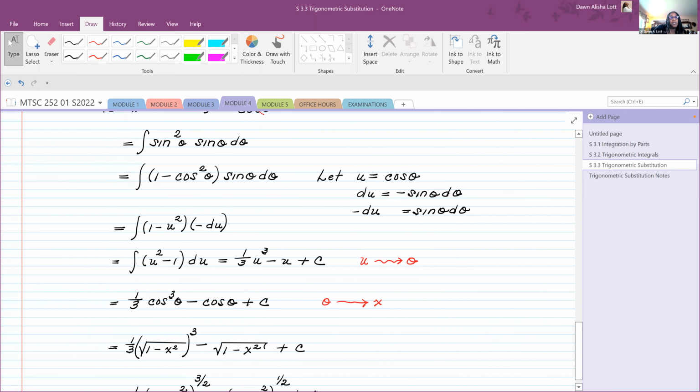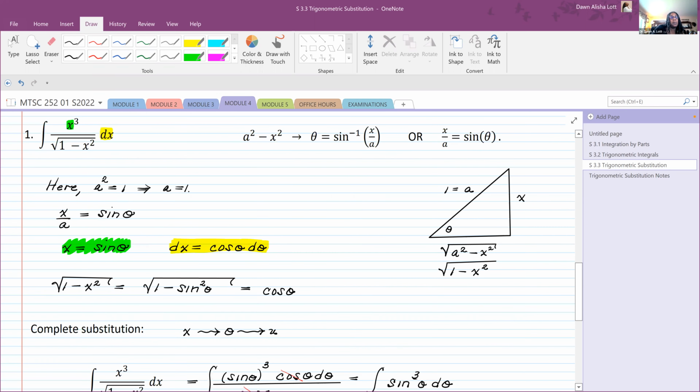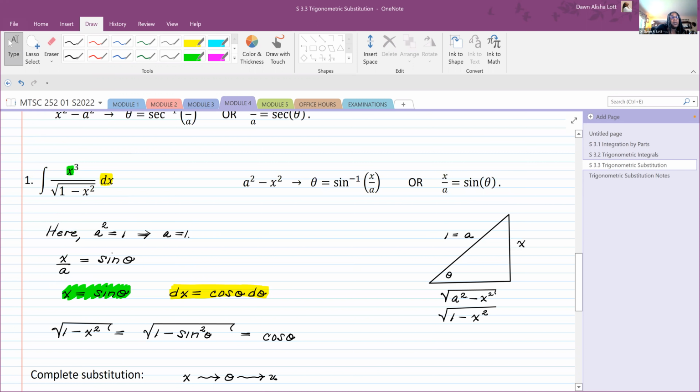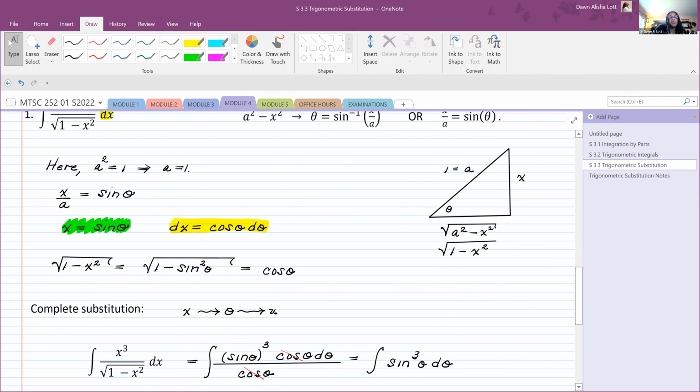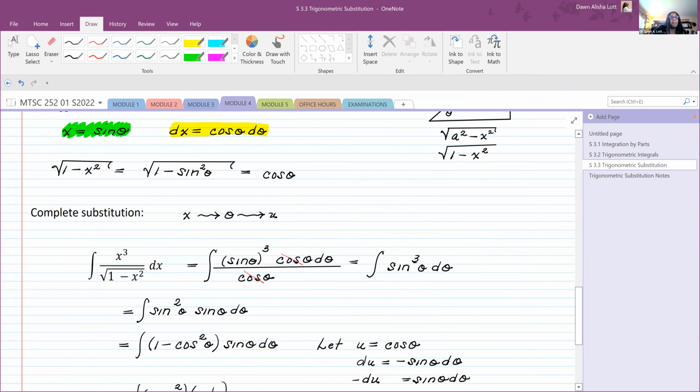All right, so let's recap. I'm going to go back. So we started with a squared minus x squared. We knew a was 1. We also knew that x over 1 was the sine of theta. So we got this. We took its derivative, which gave us cosine theta. Then we looked at what is the square root of 1 minus x squared. Well, it's 1 minus the sine squared, which is the cosine squared, and the square root of cosine squared is just cosine. Okay, so we're good.